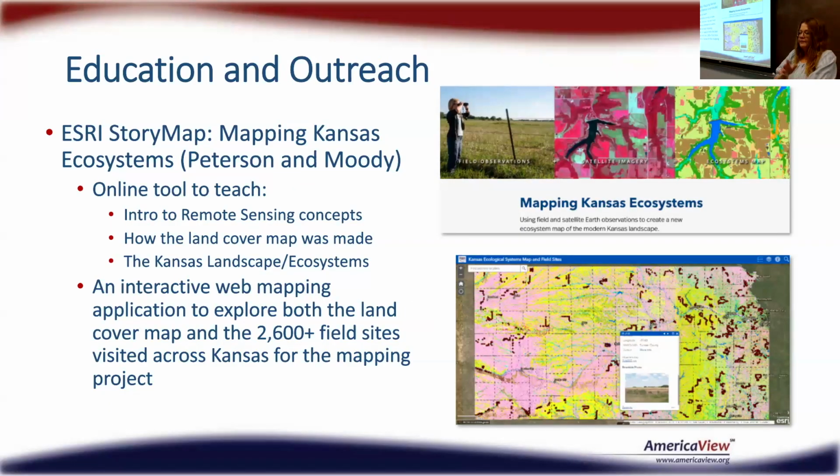In terms of education and outreach, this is a story map that Sarah was mentioning. We created this story map, Jennifer Moody and I, and it's an online tool to teach intro to remote sensing concepts, how a land cover map was made, and teach people about the Kansas landscape and ecosystem types. It's an interactive web mapping application where you can explore the land cover map, but also all the field data that we collected. So you can click on a point and get the photo of the field location and species information that was collected in the field.